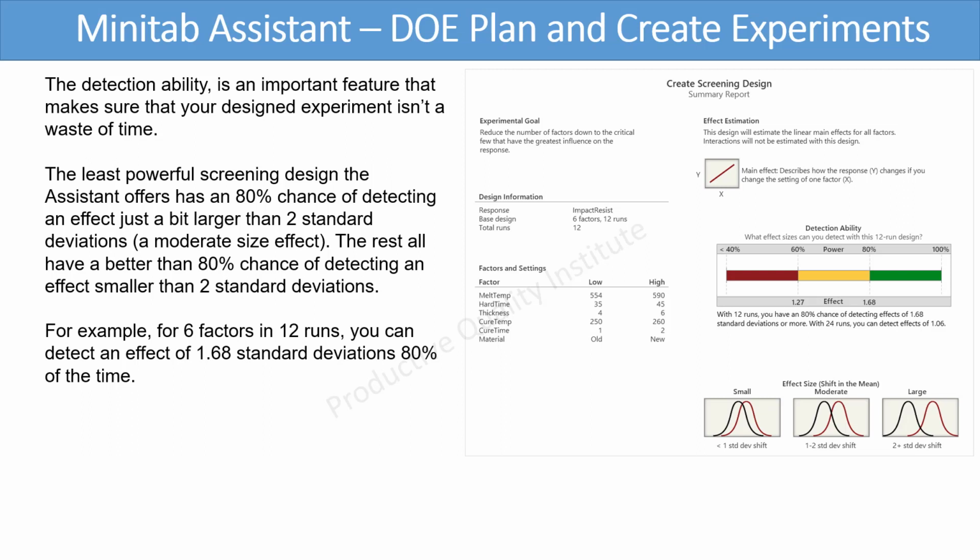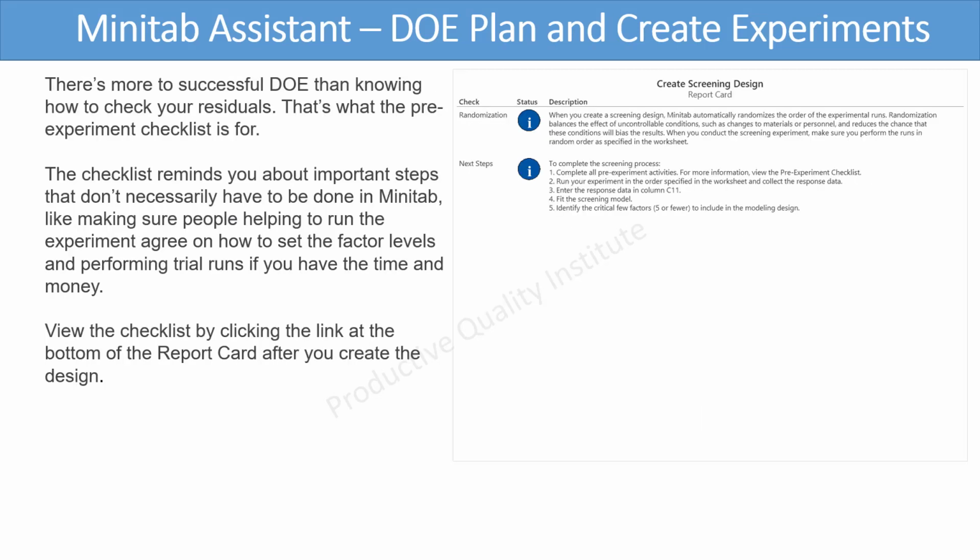The rest all have a better than 80% chance of detecting an effect smaller than 2 standard deviations. For example, for 6 factors and 12 runs, you can detect an effect of 1.68 standard deviations 80% of the time. There's more to successful DOE than knowing how to check your residuals. That's what the pre-experiment checklist is for. The checklist reminds you about important steps that don't necessarily have to be done in Minitab, like making sure people helping to run the experiment agree on how to set the factor levels, and performing trial runs if you have the time and money. View the checklist by clicking the link at the bottom of the report card after you create the design.